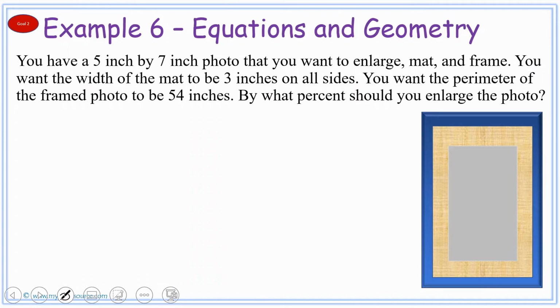Okay, so in example 6, we have equations in geometry. Okay, so this one says you have a 5-inch by 7-inch photo that you want to enlarge. The mat, which you see, kind of that wood mat, and the frame. You want the width of the mat to be 3 inches on all sides. You want the perimeter of the framed photo to be 54 inches. By what percent should you enlarge the photo?